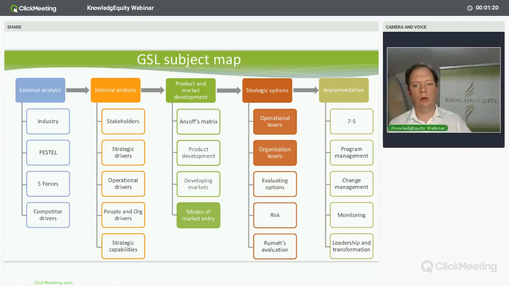In terms of our subject map, today we want to go over modes of entry to a new market. And this can be a new geographical market or a new customer market. It tends to be that the examples CPA give, and past feedback I've had on the exam, have been about a new geographical market.